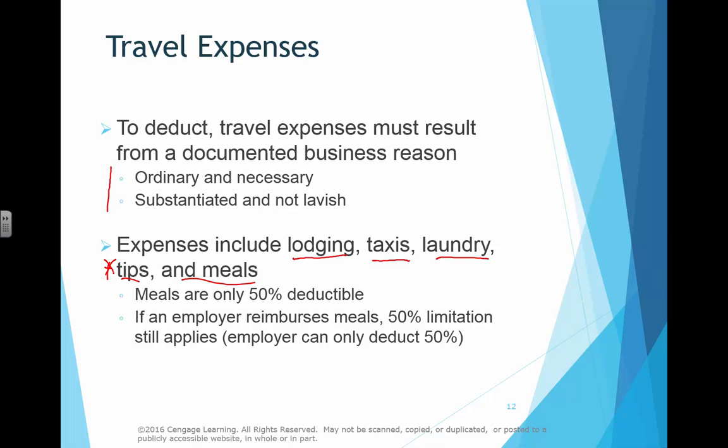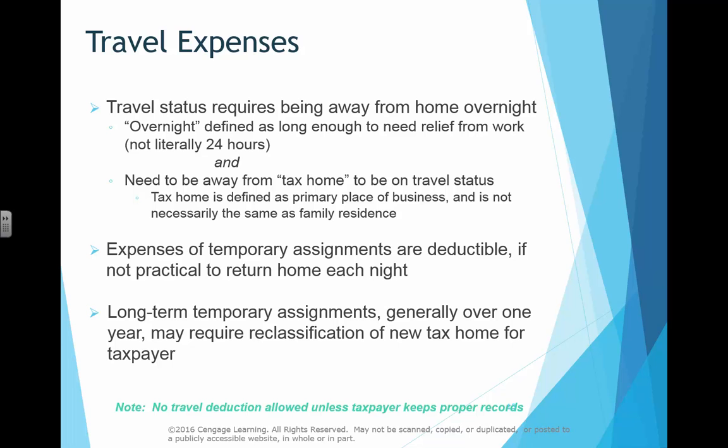Meals are only 50% deductible, and entertainment is only 50% deductible. Okay, so again, as I said, you need to be away from your tax home to be on travel status. And it doesn't really require that you're away from home overnight, as in physically between 10 at night and 8 in the morning, but rather that you're away from home long enough to need rest.